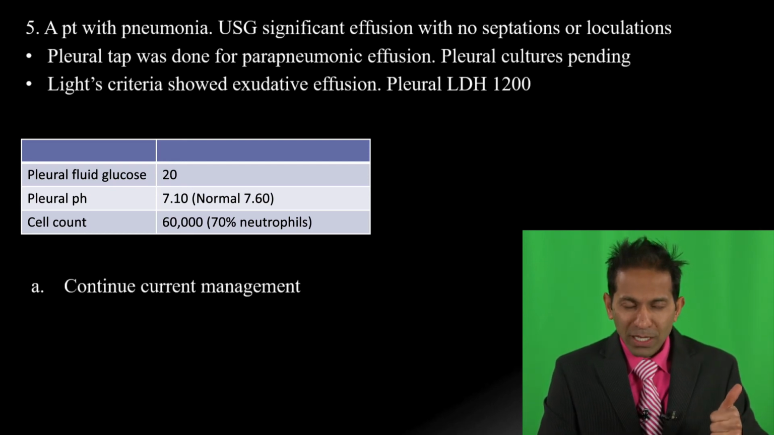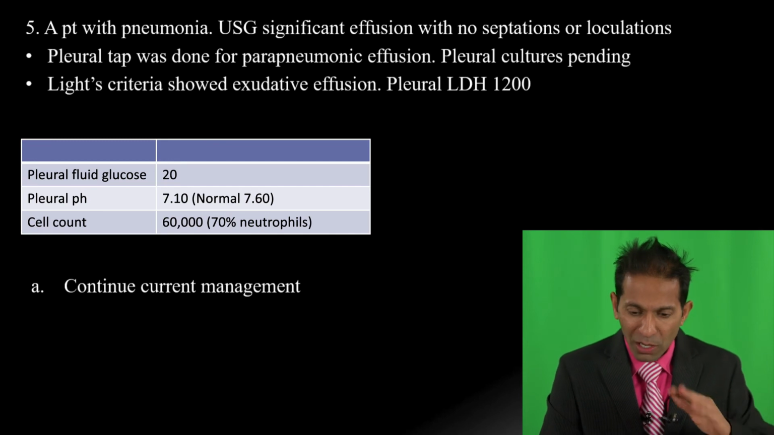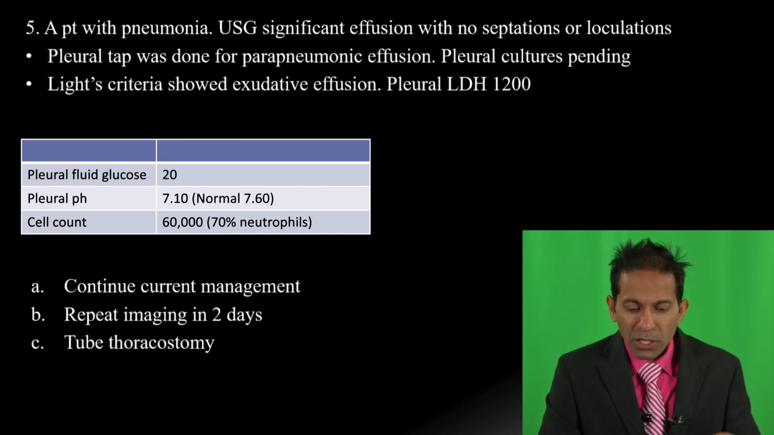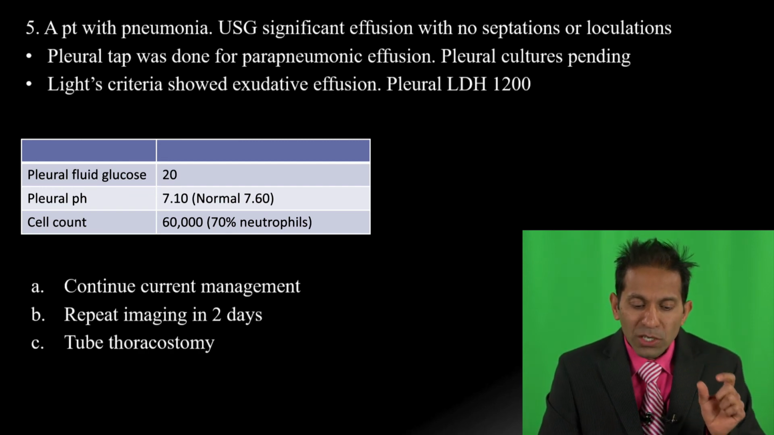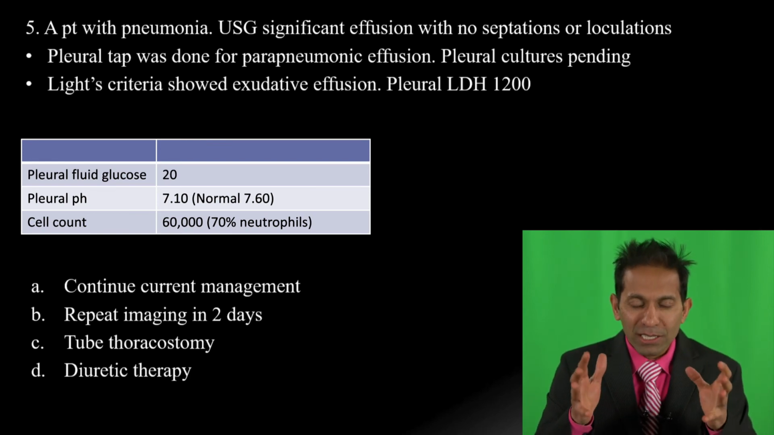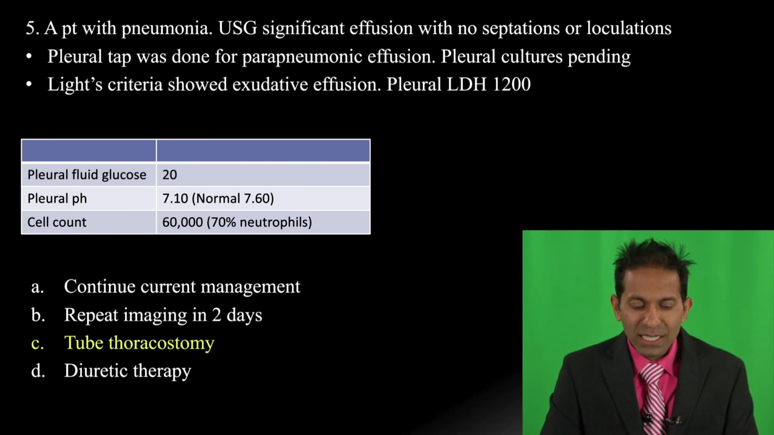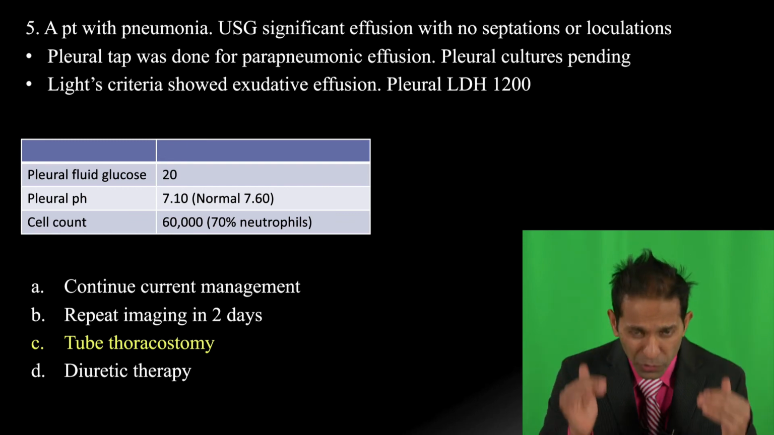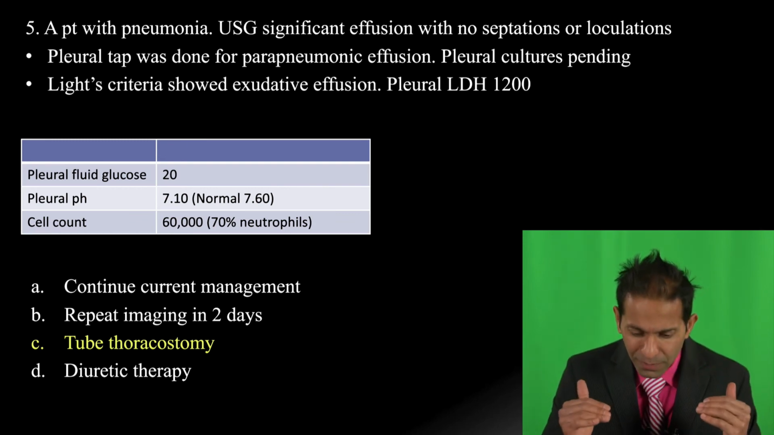Option A, continue current management, meaning continue antibiotics, you already did a diagnostic tap. Option B, repeat imaging in 2 days. Option C, this patient needs tube thoracostomy. Option D, this patient needs diuretic therapy. So here the right answer is option C. This patient has a complicated parapneumonic effusion. This patient needs a drain.